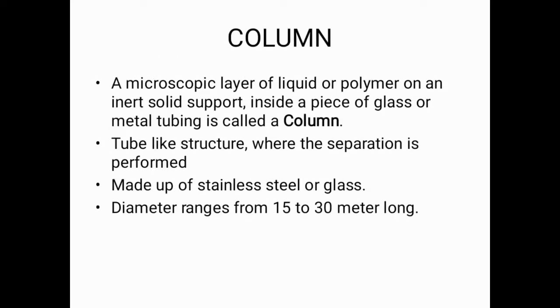A microscopic layer of liquid or a polymer on an inert solid support inside a piece of glass or metal tubing is known as a column. It is considered the heart of a gas chromatography system, and here the column holds the stationary phase. It is a tube-like structure where the separation is performed in the chromatography technique. It is made of stainless steel or glass. The length ranges from 15 to 30 meters. The diagram view of a chromatographic column is shown.